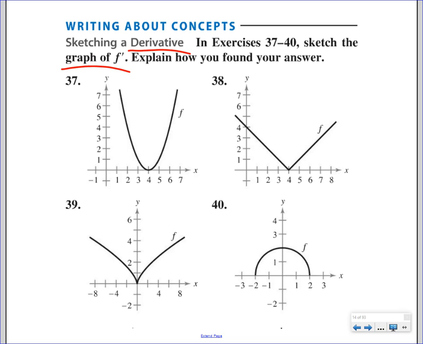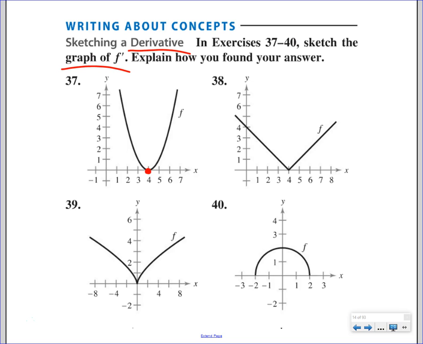So I need the y's of the derivative to represent the numbers of the slopes to f. I'm going to go to every single one really quickly and ask myself the question, is there a place where the derivative should be 0? What am I saying? Is there a place where the slope of the tangent line would be 0? Okay, is there a place on 37 where the slope of the tangent line would be 0? Where? 4. So I'm going to say the derivative needs to have a 0, an x-intercept at 4.